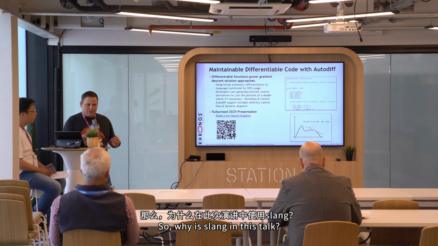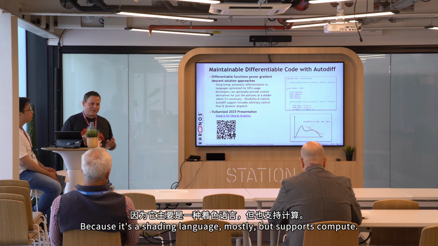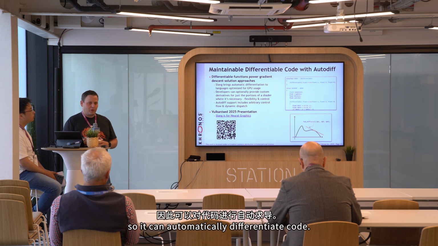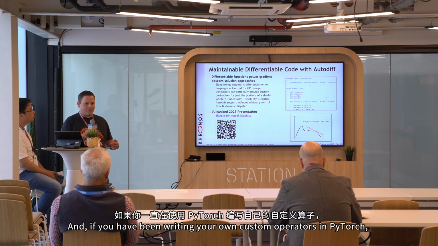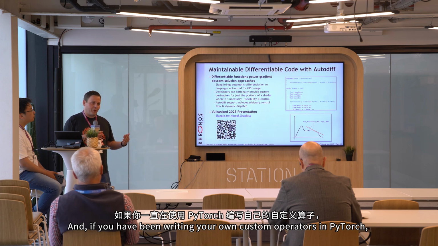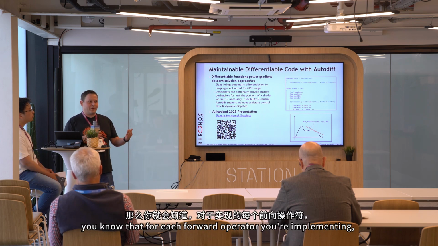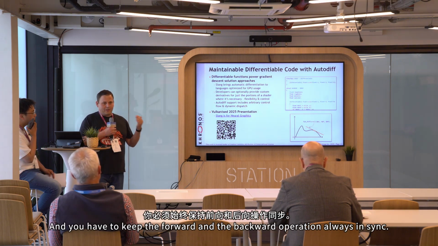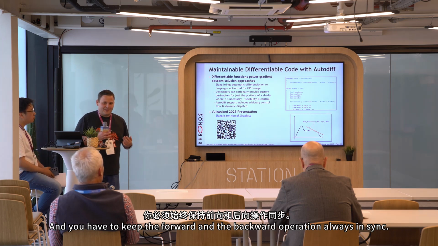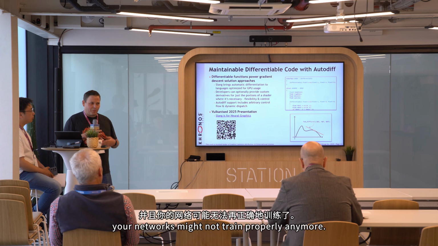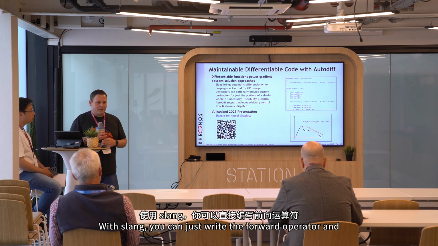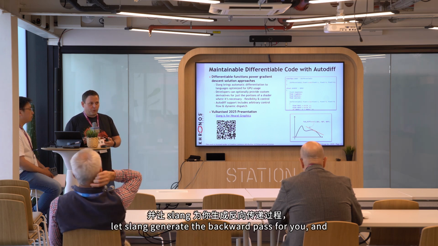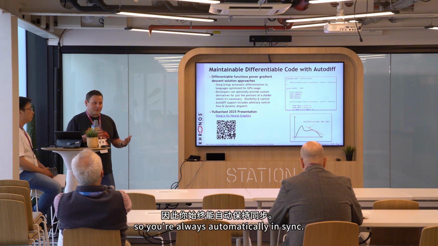So why is Slang in this talk? Because it's a shading language mostly, but supports compute. Slang has an auto-diff feature, so it can automatically differentiate code. And if you have been writing your own custom operators in PyTorch, you know that for each forward operator you're implementing, you always have to write the backward operation. And you have to keep the forward and the backward operation always in sync. If you don't, you get strange results and your networks might not train properly anymore. With Slang, you can just write the forward operator and let Slang generate the backward path for you. And so you're always automatically in sync. Awesome.